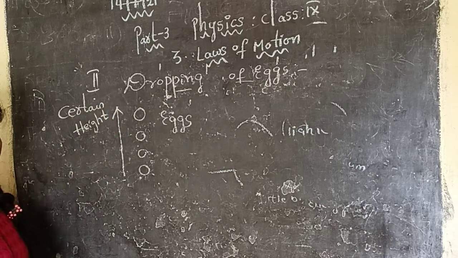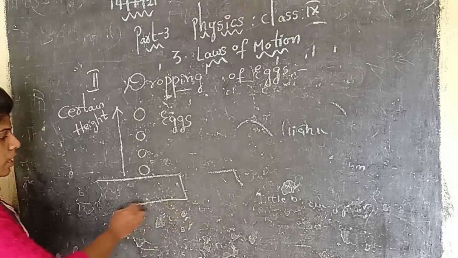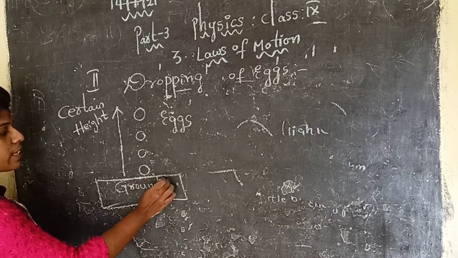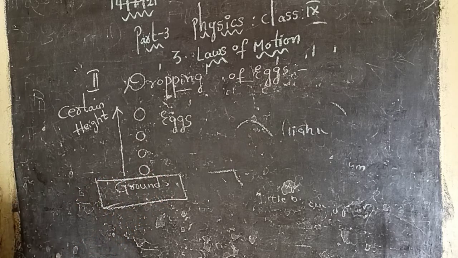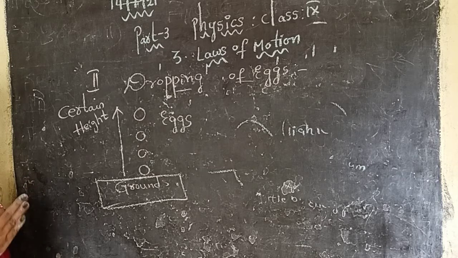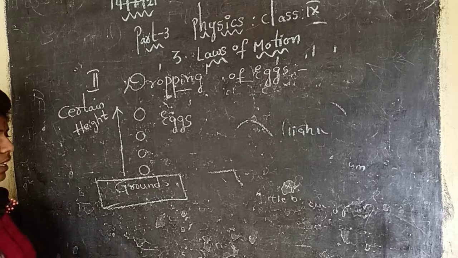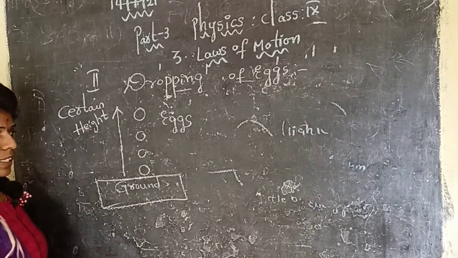What happens to the egg? The egg falls on the surface of the ground due to gravitational force. Ultimately, we can notice that the egg breaks into pieces. That means a large amount of inertia is acting on the surface of the ground, more amount of energy or inertia is acting on the surface of the ground.